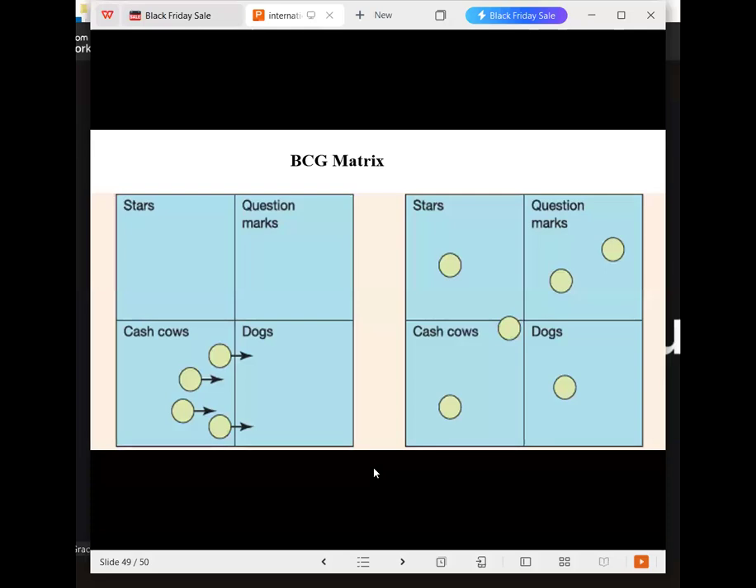And fortunately, it became a question mark. So that company has enough resources to keep pushing, because a question mark requires investment. But I also leave my 4 products in cash cow. So it's better when one is able to spread the product.